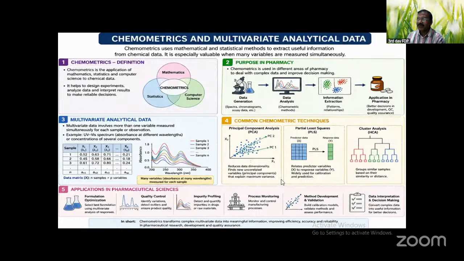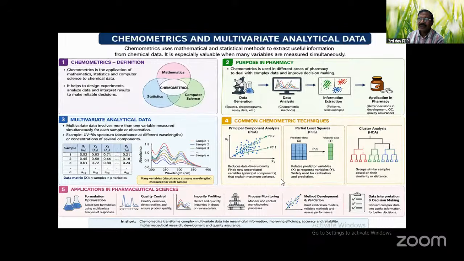Second one is purpose in pharmacy. What is the purpose of chemometrics and multivariate analytical data? It is used in different areas of pharmacy to deal with complex data and improve decision making. Thereby, there are several applications in pharmacy, that means for taking better decisions in development, quality control, and quality assurance.